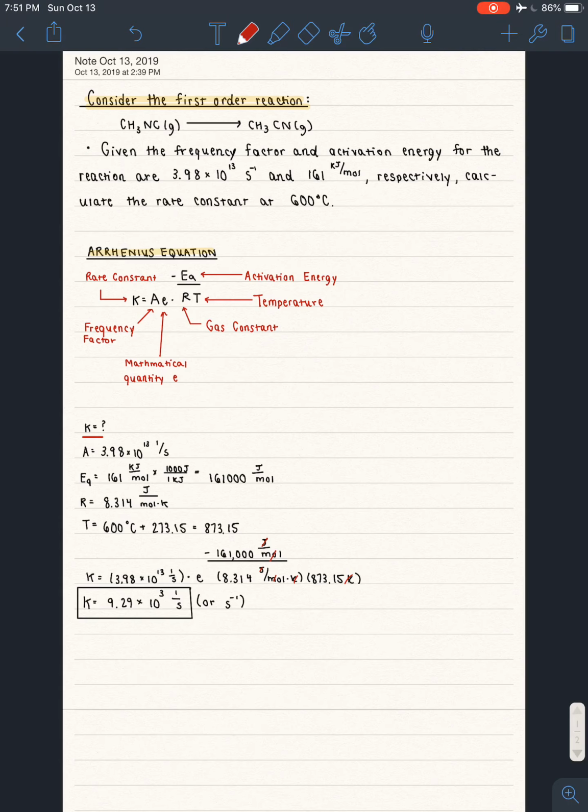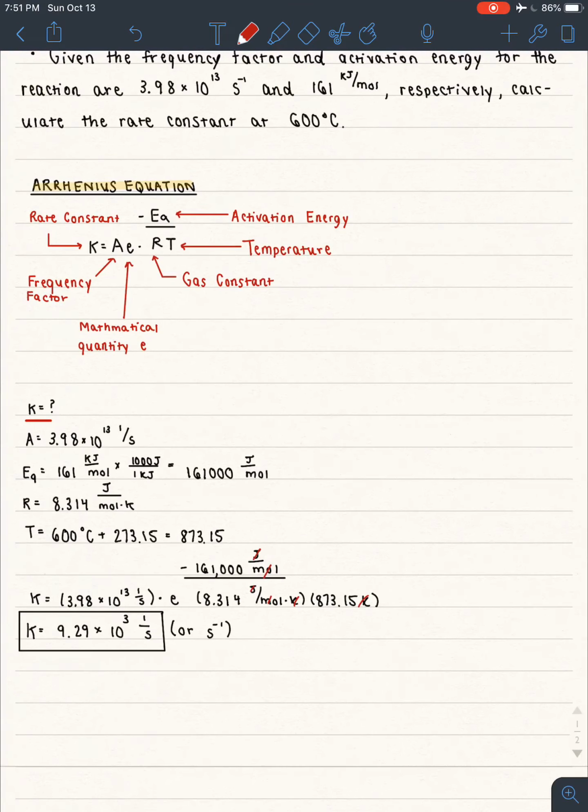Now you see, there are a lot of ways to calculate the rate constant, but given the information in the problem, that leads us to one particular formula, known as the Arrhenius equation. Let's take a closer look at it. K, the rate constant, is equal to capital A, which stands for the frequency factor, times mathematical quantity e, raised to the negative power of the energy of activation over the gas constant times temperature.